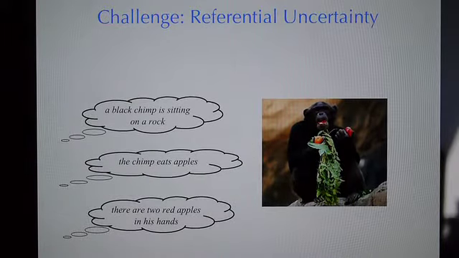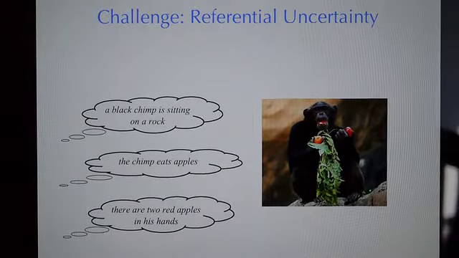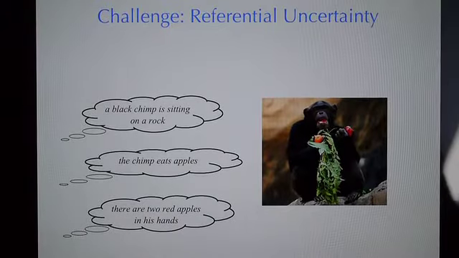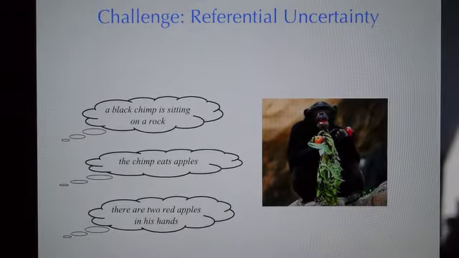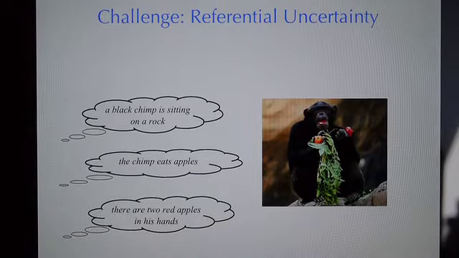So this is a challenge that's referred to typically as referential uncertainty. If we don't know anything about the language, we don't know which part of the scene an utterance refers to. So we are uncertain about that.